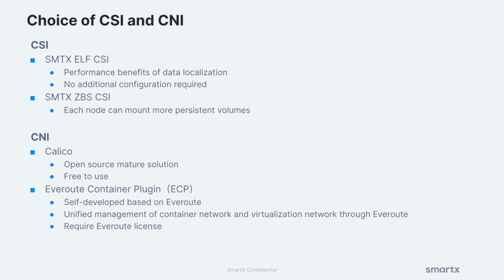For CSI, SKS currently supports 2 self-developed solutions: SMTX ELF CSI and SMTX CBS CSI. For performance and ease of use, we recommend using SMTX ELF CSI. For CNI, we currently support Calico and ECP. They each have their own characteristics, and users can choose according to their actual needs.